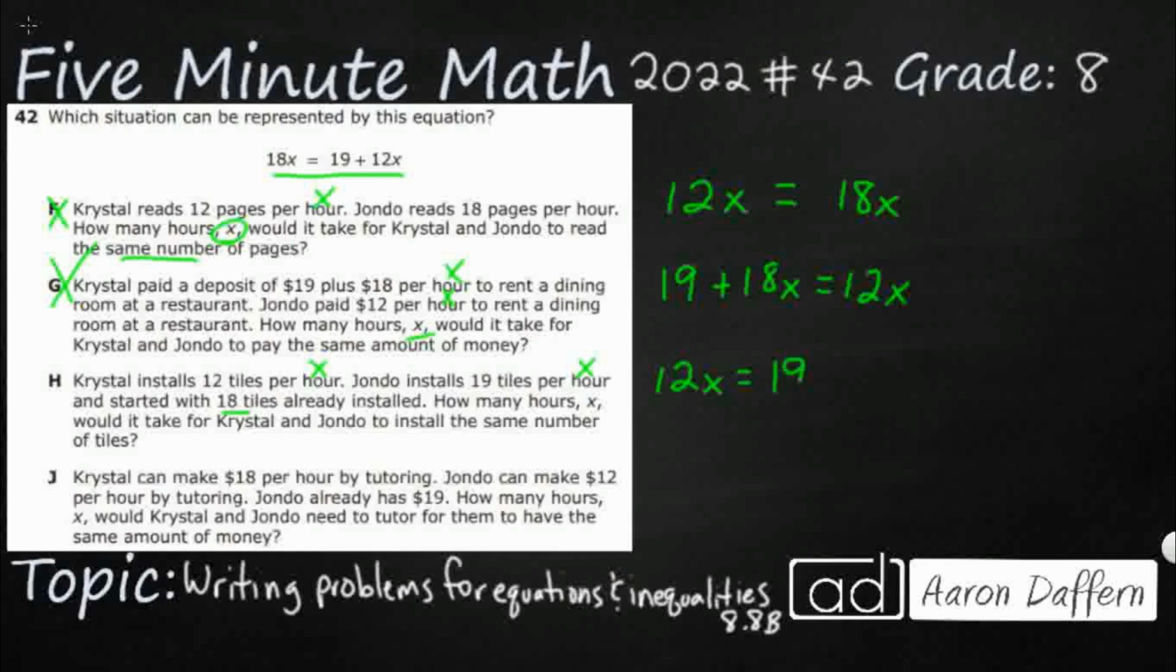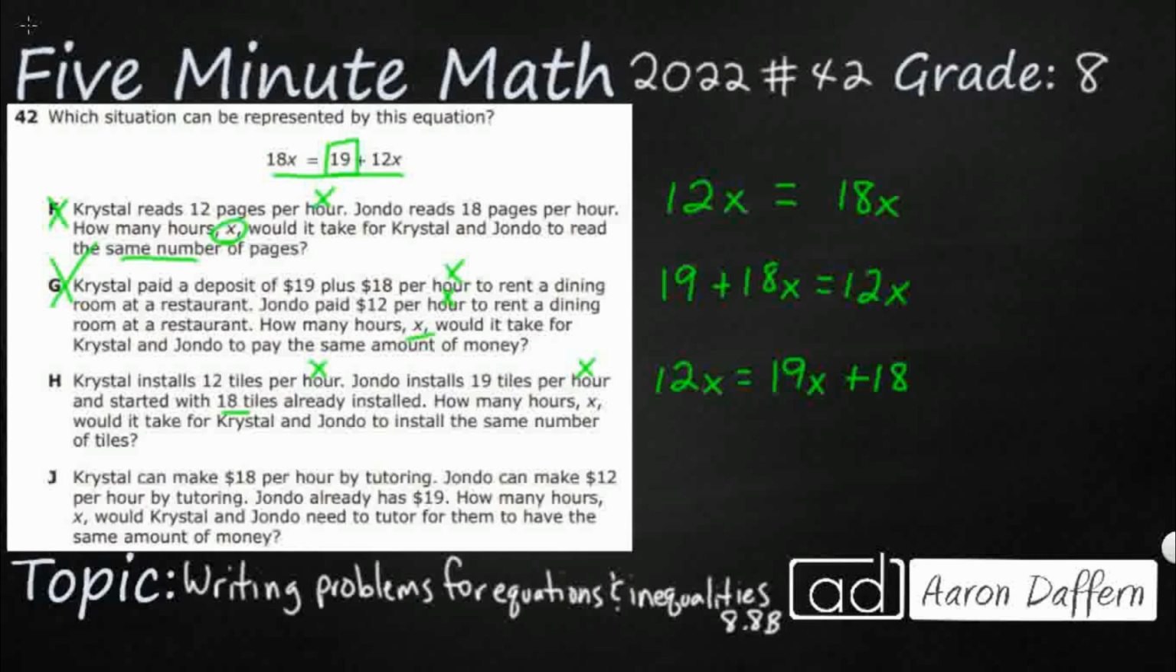Oh, look at that. We've got the 19 with the x, but I don't need the 19 with the x. But the idea is kind of right, and started with 18 already installed. So this already installed, this is not per hour, so this is just going to be standing alone right there. So that looks a little bit closer to what we're wanting, right? How many hours would it take for them to install the same number?